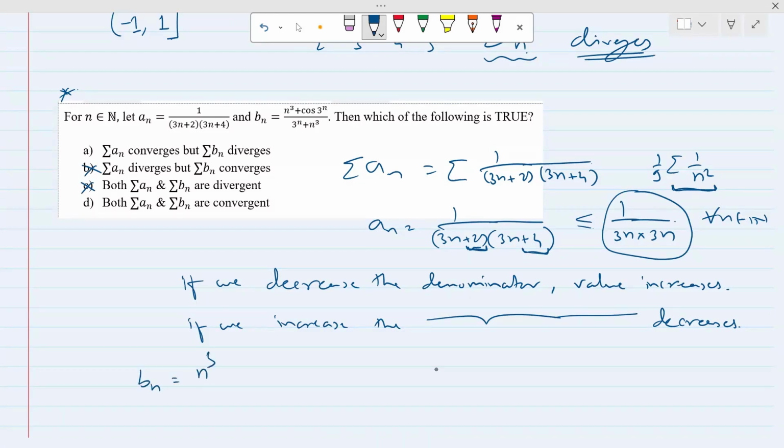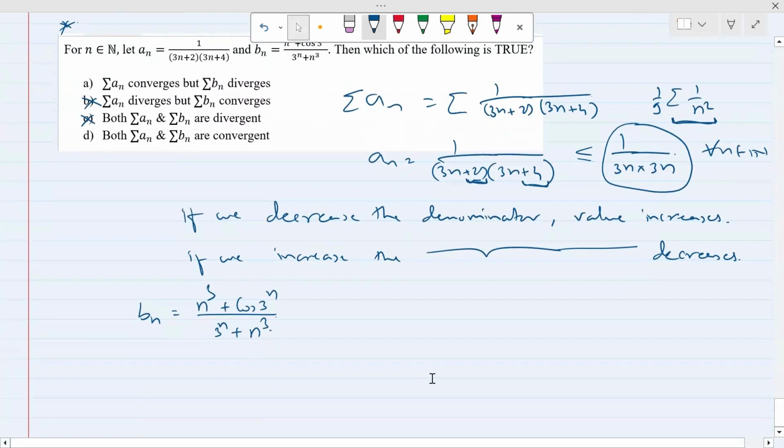Bn is what? n cube plus cos of 3 raised to n upon 3 raised to n plus n cube. Which test would you like to use to conclude whether it is convergent or divergent? Root test. Root test, but then how will you compute cos?